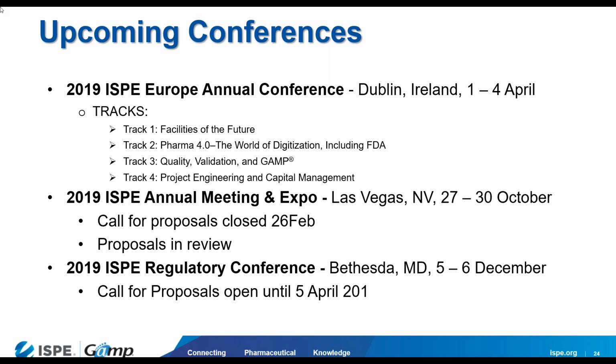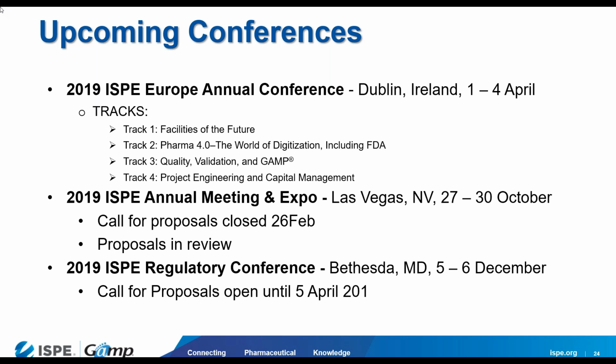The ISPE annual meeting and expo is in Las Vegas this year, October 27th through the 30th. The call for proposals has now closed as of the 26th of February, and those proposals are being reviewed. The track leaders, if there is additional need for topics, can and will be reaching out to folks for additional information.